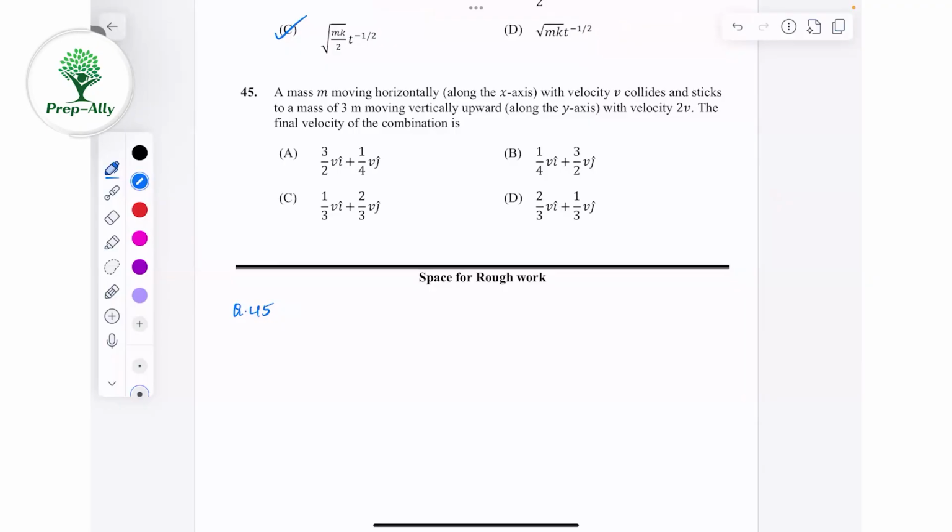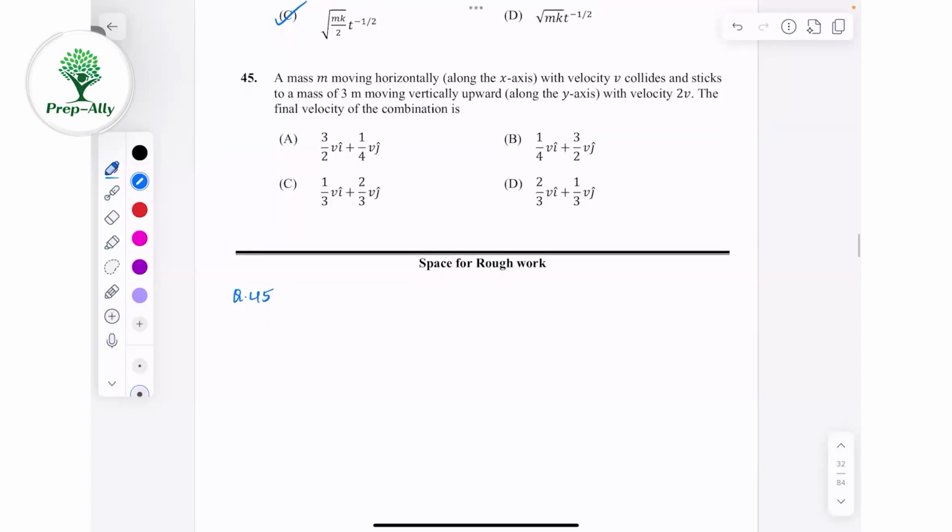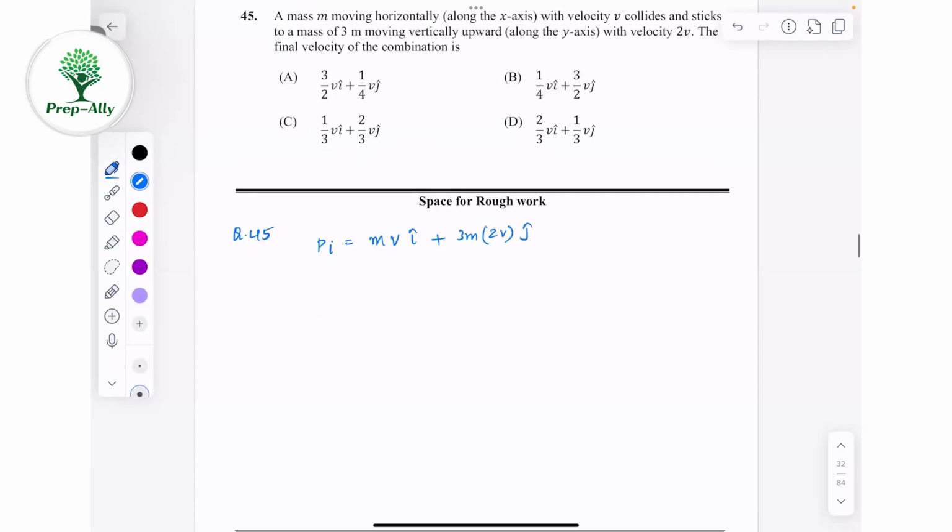Question 45. A mass m is moving horizontally along the x-axis with velocity v and collides and sticks to a mass of 3m moving vertically upward along y-axis with velocity 2v. The final velocity of the combination. Okay, so initial momentum, here again there is no external force. Momentum will be conserved. Initial momentum is mass m moving horizontally, which means it is moving along the x-axis with velocity v. So mv i cap. And then we have 3m moving vertically upward, so along y-axis with velocity 2v, the momentum direction is j cap.